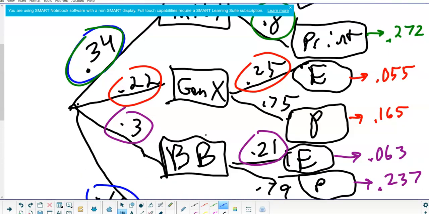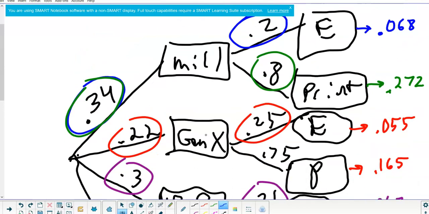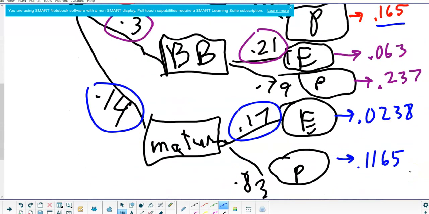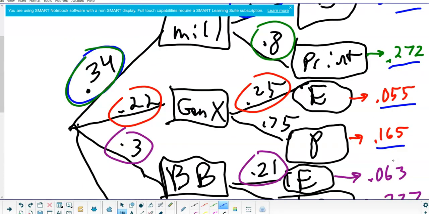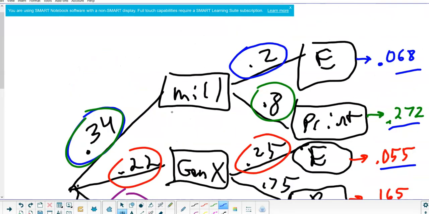Now, if you added up all those numbers at the end, so the 0.068 plus the 0.272 plus 0.055 plus 0.165, all those numbers up, it shouldn't surprise you, those are going to add up to 100%. So now we have the probability of each one of those things happening. Like, what's the chance that you are in the mature group and you prefer print? That's 11.65%, right? So what's the chance that you are in the Gen X group and you prefer ebooks? That's 5.5%.